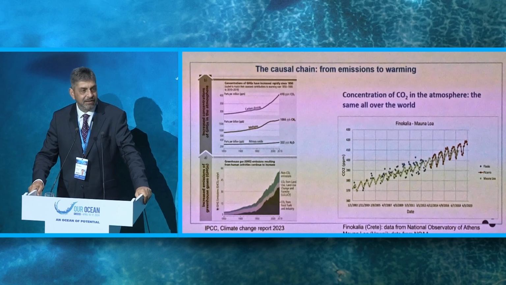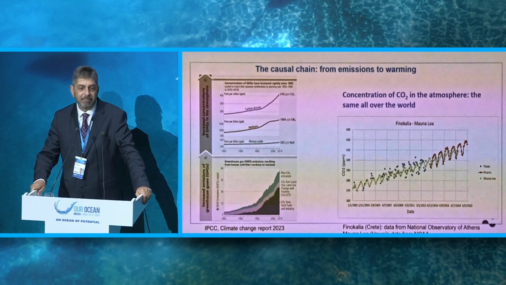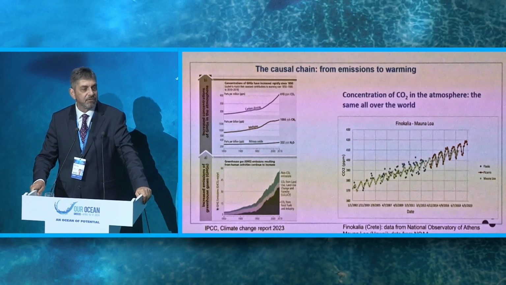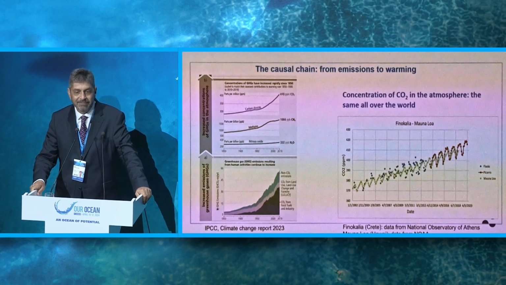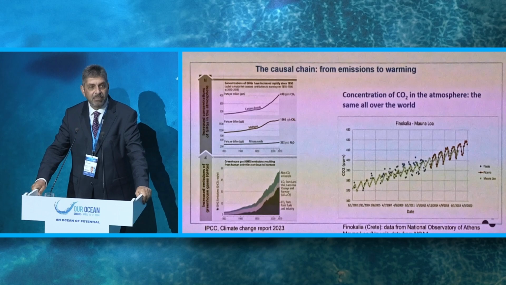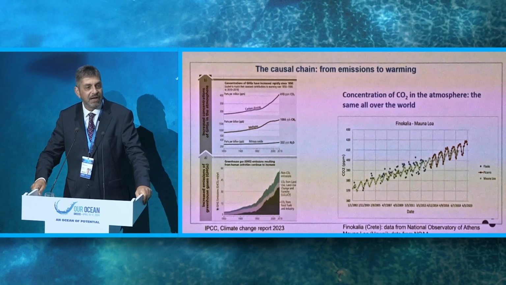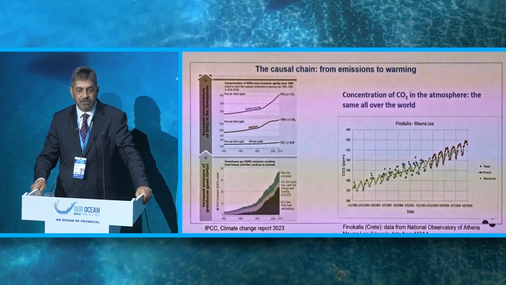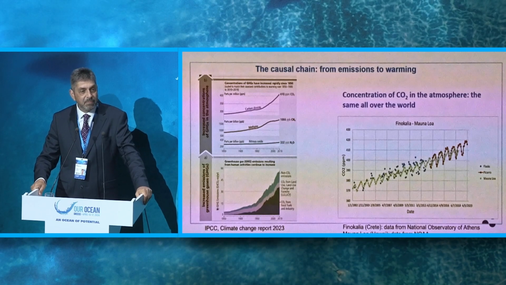And this has altered the situation in the atmosphere. And you see on the other panel, on the top left side, the concentrations of gases like CO2 and methane that have increased to unprecedented levels. And the problem, dear friends, is that it's all the same. It doesn't matter if you are in Crete at Finokalia meteorological station, which is maintained by the University of Crete, or in Mauna Loa in Hawaii. They all measure the same things.